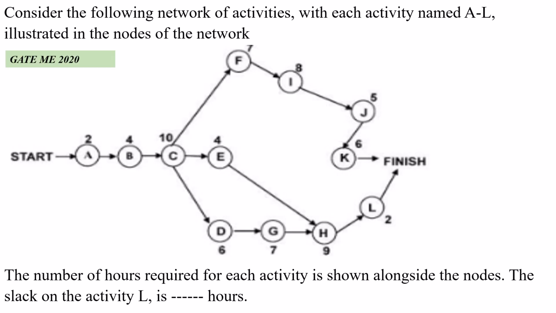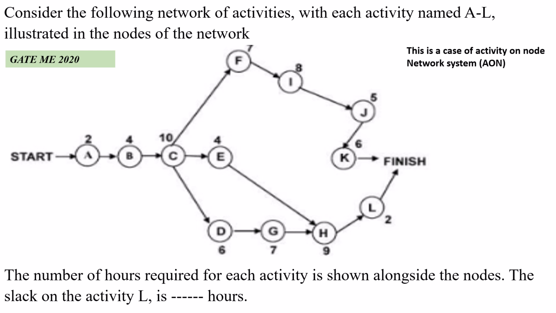Next problem is, consider the following network of activities with each activity named as A to L illustrated in the nodes of the network. The number of hours required for each activity is shown alongside the nodes. The slack on the activity L is dash hours. So this is a case of activity on node network system.